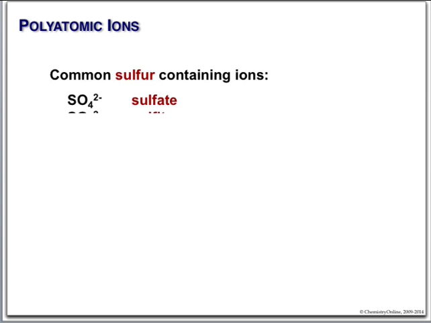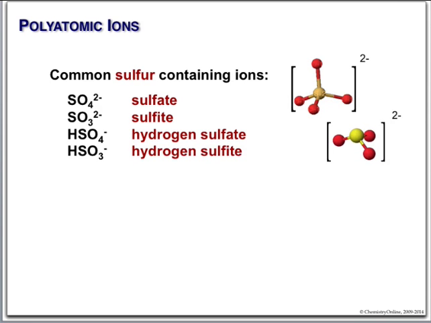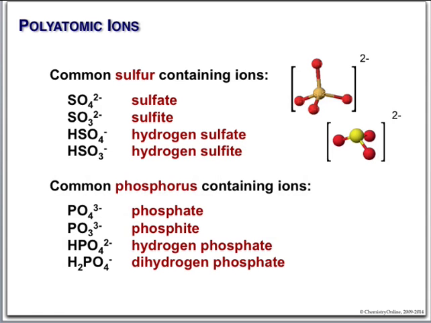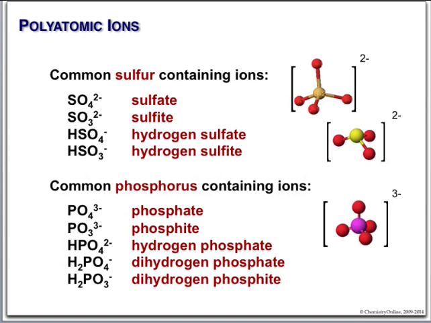Sulfur containing, we just did sulfate and sulfite. Those are the only 2 you need to worry about there. We can also take and add a hydrogen to one of these oxygens. When we do that, we simply call it hydrogen sulfate or hydrogen sulfite. And since the hydrogen comes in with a plus charge, the charge will drop down from -2 to -1.